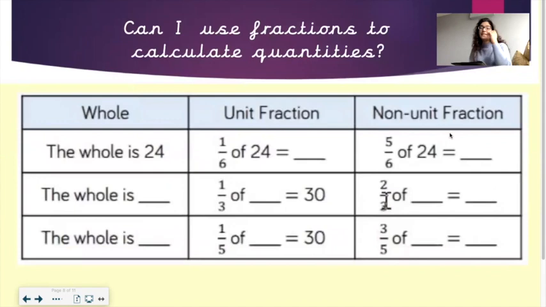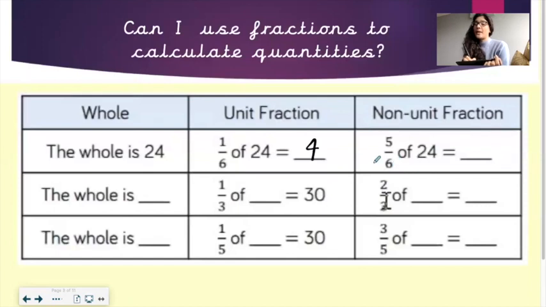Now we have this table that we have to complete. So it says here that the whole is 24. 1/6 of 24 is how much? So to work that out, you do 24 divided by 6. How many 6s go into 24? 4. Fantastic.